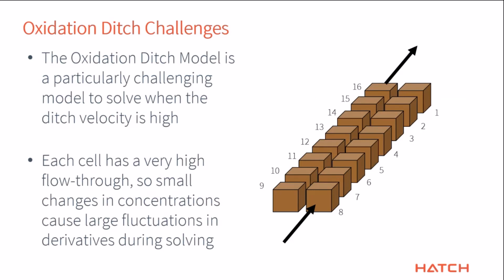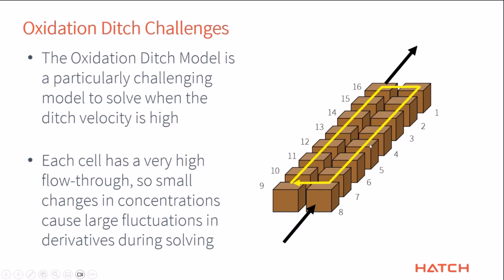Okay, so that's in general for most of them. I did mention that the oxidation ditch is a particularly difficult one. It can be a particularly challenging model to solve. The reason is that we model the oxidation ditch as 16 CSTRs in series, with the flow going all the way around and coming back. And of course, this flow around the ditch is very high compared to the flow through. Like this might be 20 or 50 or something times what the flow is through the ditch.